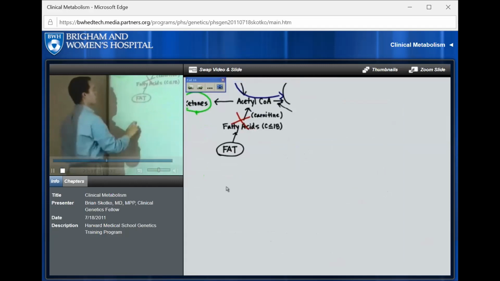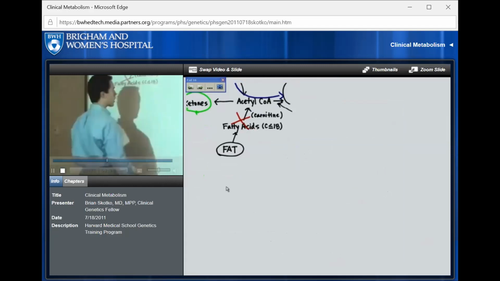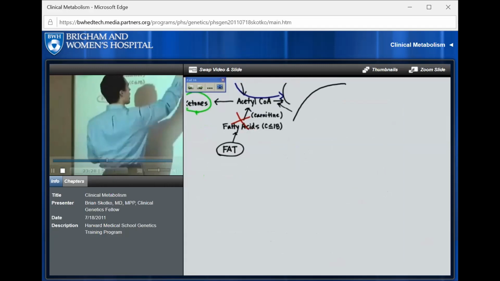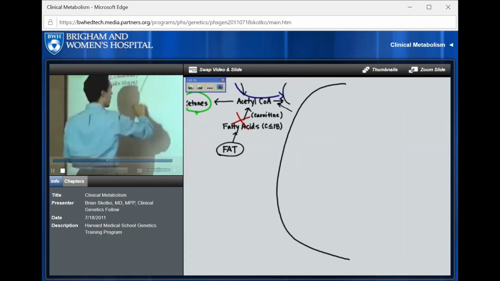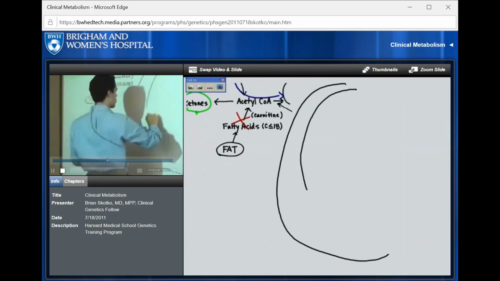All right. So we need to get from fat to acetyl coenzyme A, because we know at that point that we're good to go throughout the Krebs cycle. And so this is going to be occurring in the mitochondria. And the mitochondria, we know, has two membranes. So we're going to draw it with two membranes.